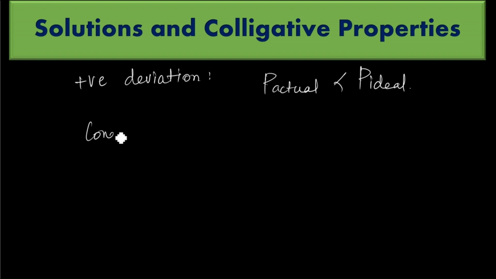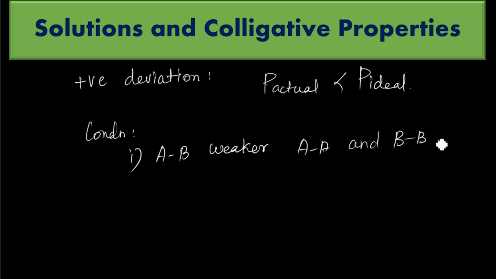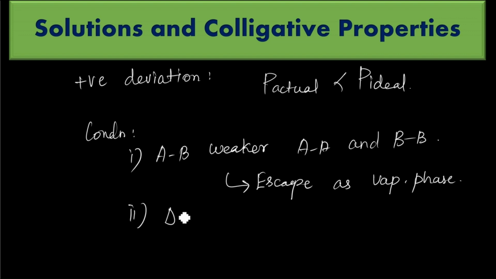Okay, so what are the conditions? The first one, interactions: the AB interactions are weaker than the AA and BB interactions, so molecules are more eager to escape into the vapor phase. Then volume change, delta V mix is greater than 0, because the volume is expanding on mixing. It tends to go into the vapor phase, right?